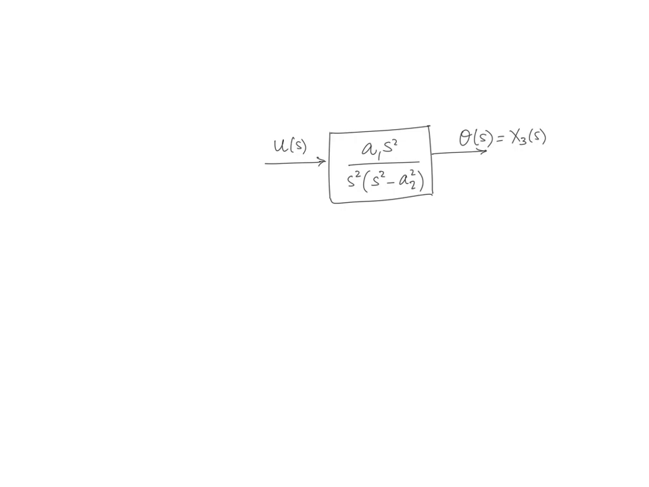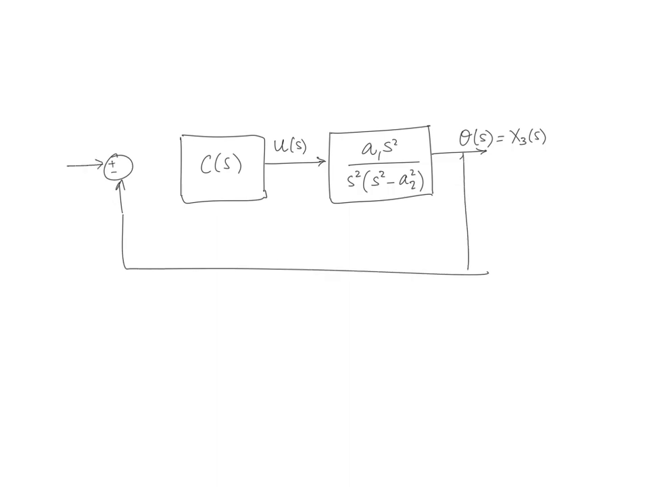The objective here is to design a controller C of S, as we have seen, in the feedback form. So you have a feedback going from here to here, and we would like to design C of S to satisfy the design requirements.